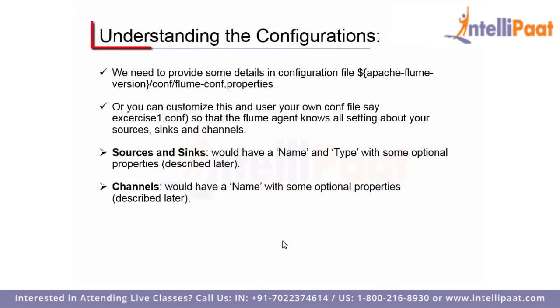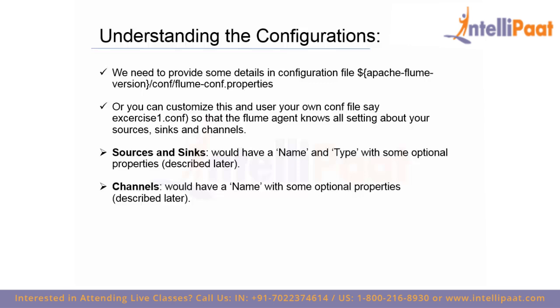Now, understanding the configuration. Before running the Flume agent, we will simply have to set up the conf property, which will be present at the conf directory of Apache Flume, and its name will be flume-conf.properties. This property file will be used when you run your Flume agent. You can simply customize this as well.